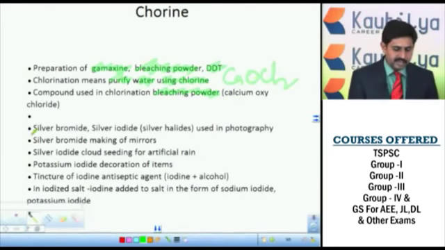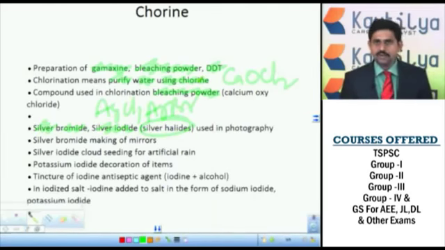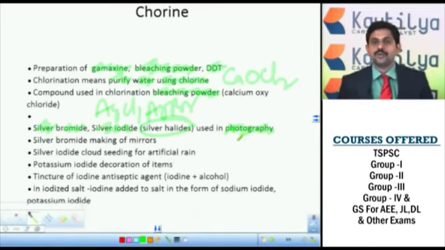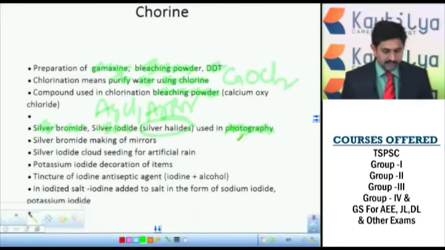Some applications: silver chloride, AgCl, or silver bromide, AgBr. These are silver halides only. Chlorine and bromine are halogens, so when combined with silver they are called silver halides. Silver bromide or silver iodide are useful in photography, for the manual developing of photos.